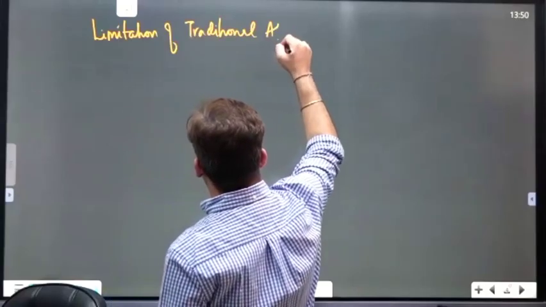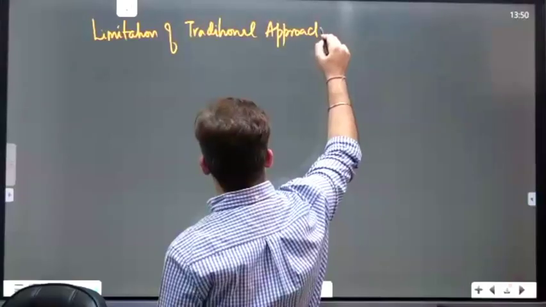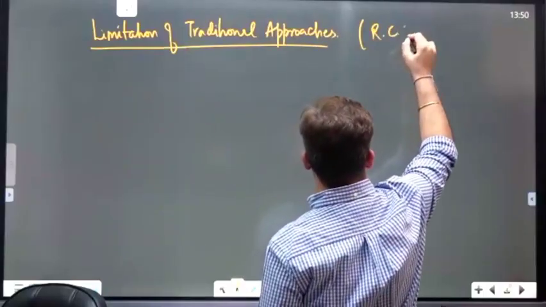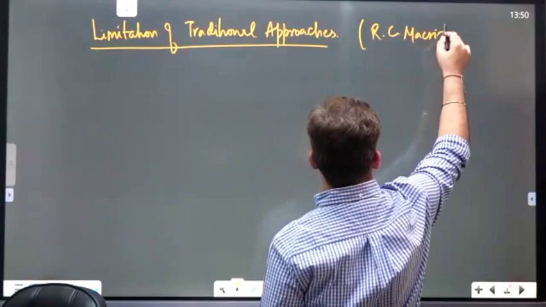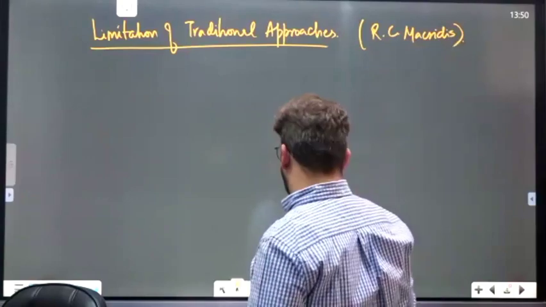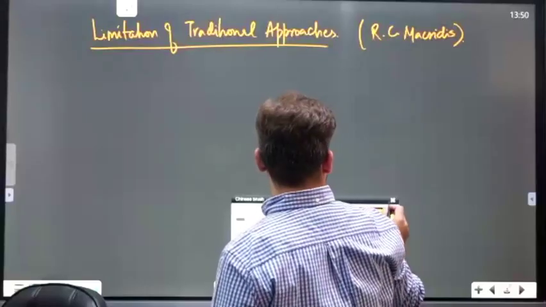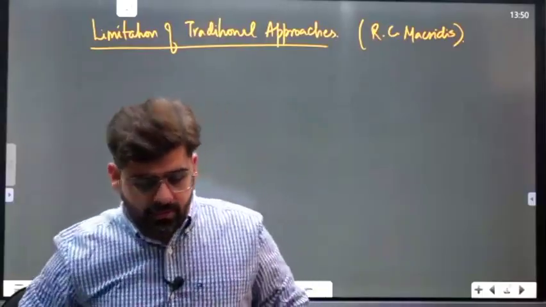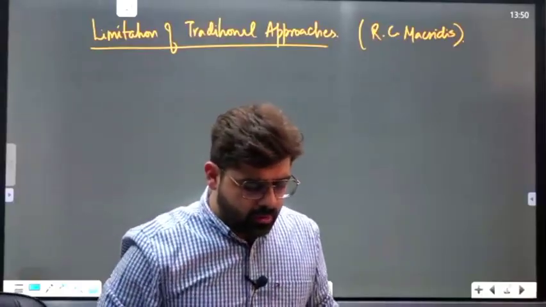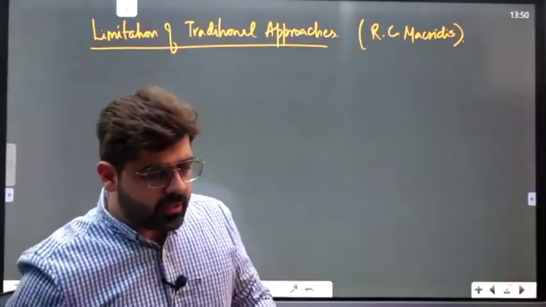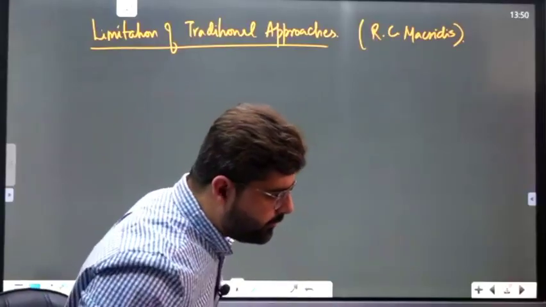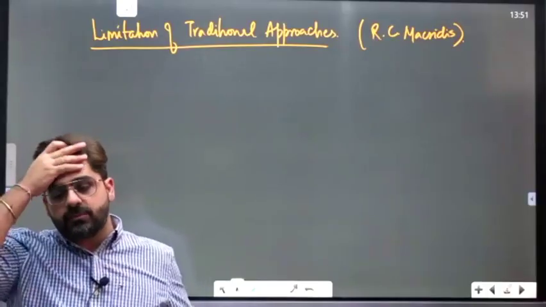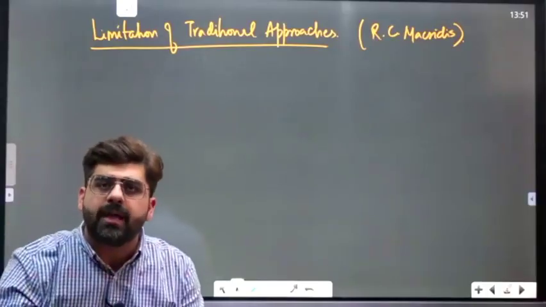Now, traditional approaches have been criticized, especially by R.C. Macridus. Look, there are a lot of people who have criticized traditional approaches, but the work of R.C. Macridus is considered to be most important. So, to get good marks, you should know which person, which scholar is associated with which major work, and that is what will make our answers stand out from the others if you write from that perspective.